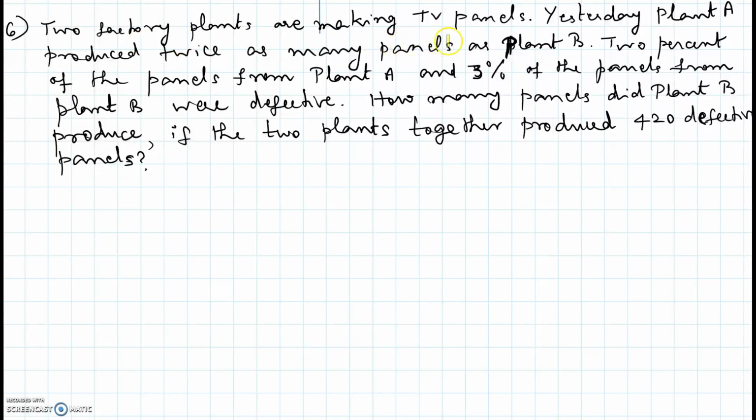Two factory plants are making TV panels. Yesterday, plant A produced twice as many panels as plant B. 2% of the panels from plant A and 3% of the panels from plant B were defective. How many panels did plant B produce, if the plants together produced 420 defective panels?